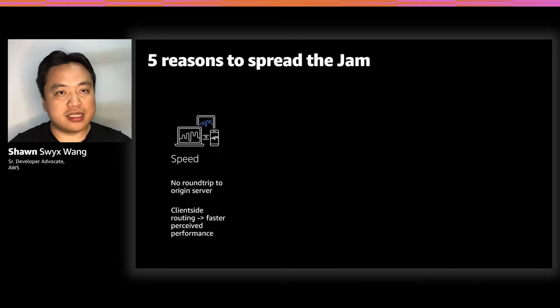There's 5 reasons that I really enjoy talking about the Jamstack. So the first is speed. You save on the round trip to an origin server because there is no origin server. You also make use of client-side routing to actually make the user experience faster because you're not re-downloading a lot of boilerplate like header and footer stuff.